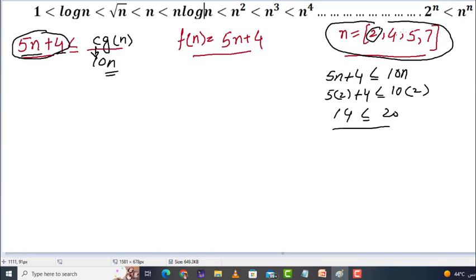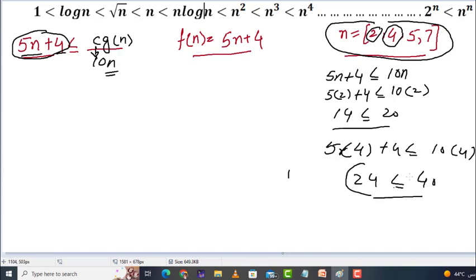If I put n equal to 4, 5 into 4 plus 4 is less than or equal to 10 into 4. The value will be 24 less than or equal to 40, so again the condition is true. Same if I put 5 and 7, the condition will be true. So 10n is perfect because it's satisfying the condition of the upper bound.